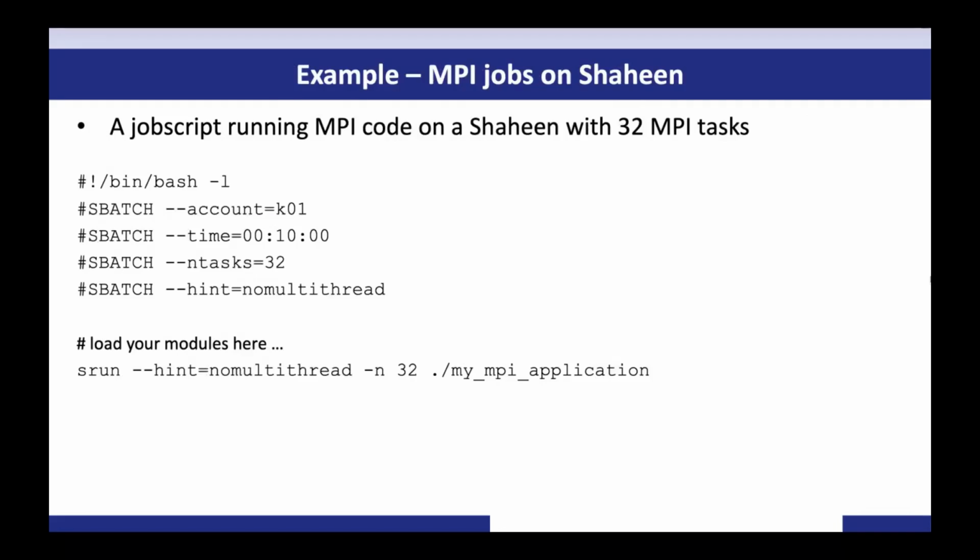Next, we see the example where we submit a job script to launch an MPI application requiring 32 MPI processes. Again, notice that we use --hint=nomultithread to ensure each MPI process runs on a physical core.